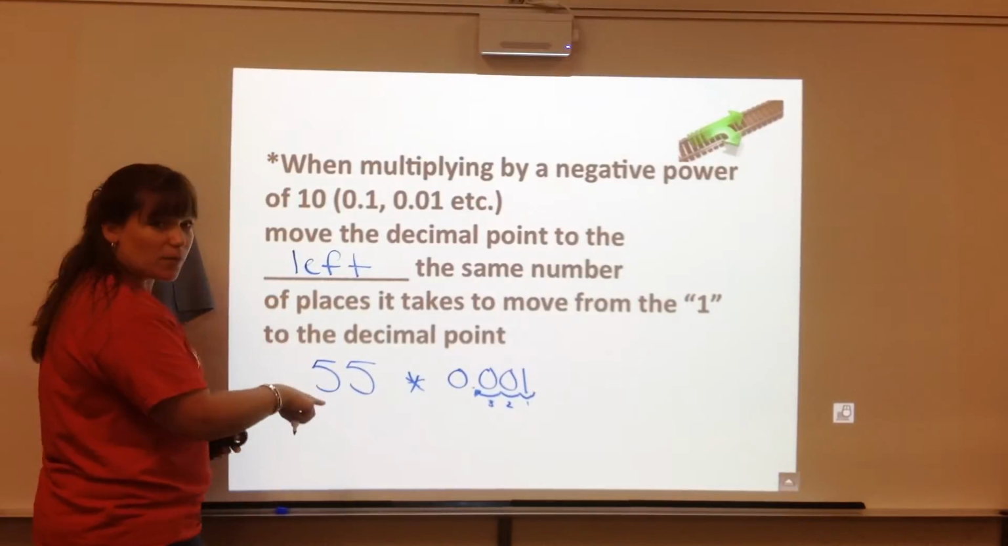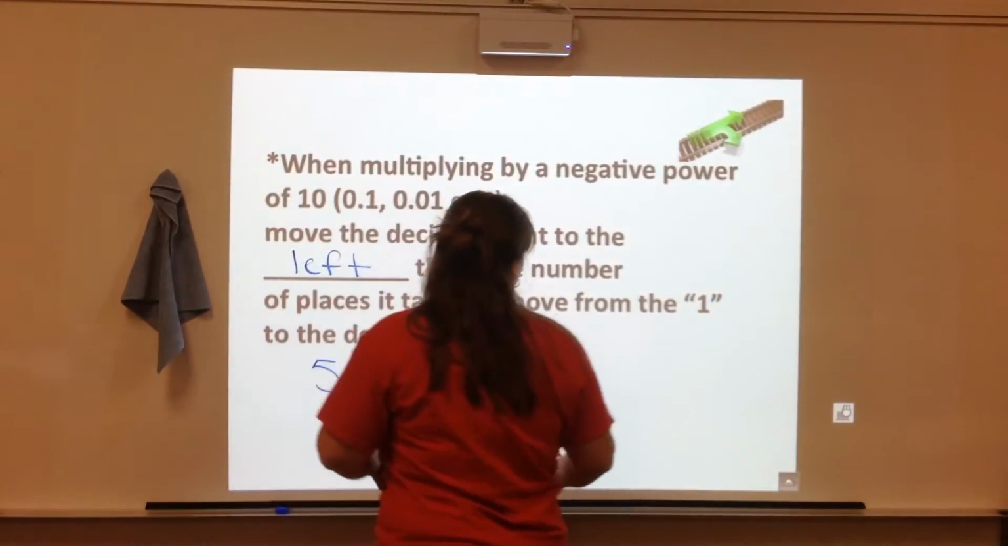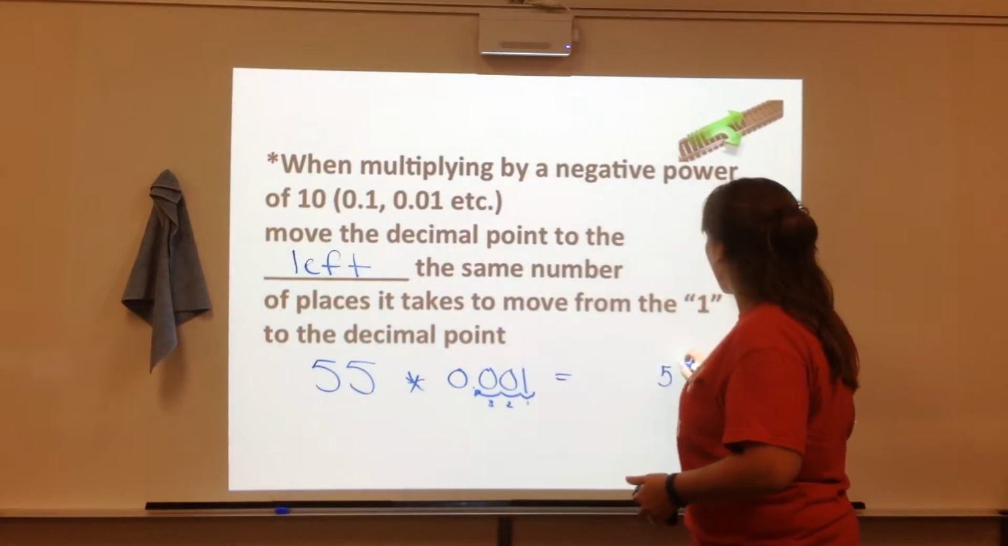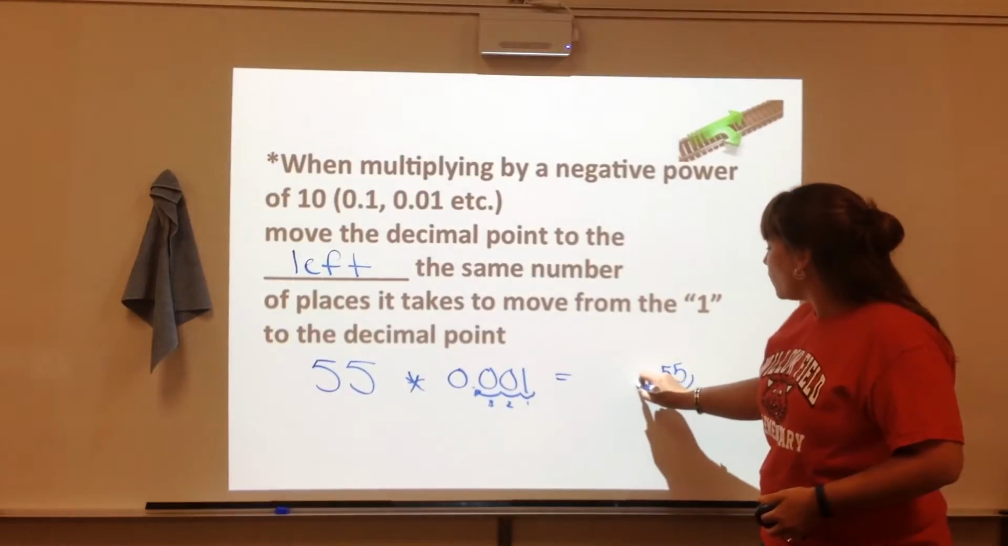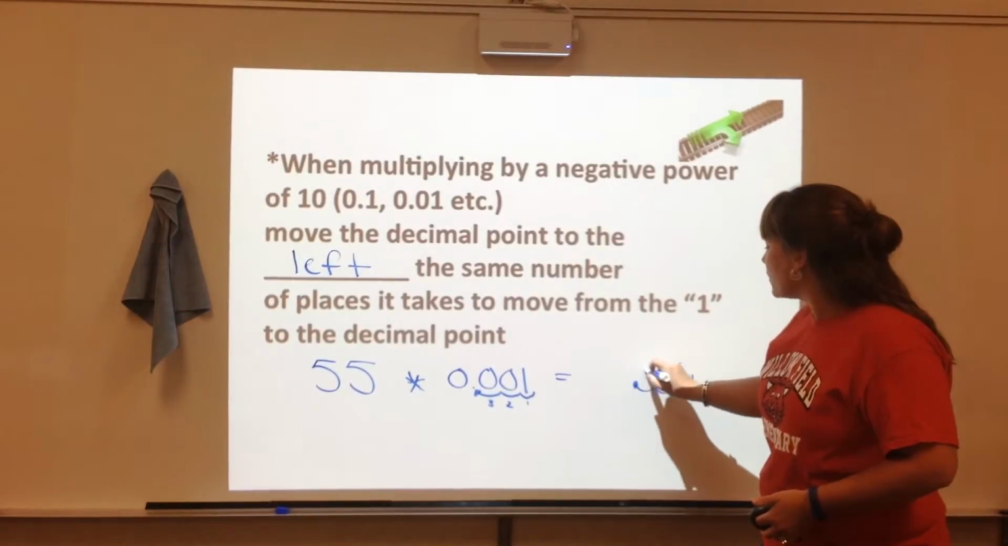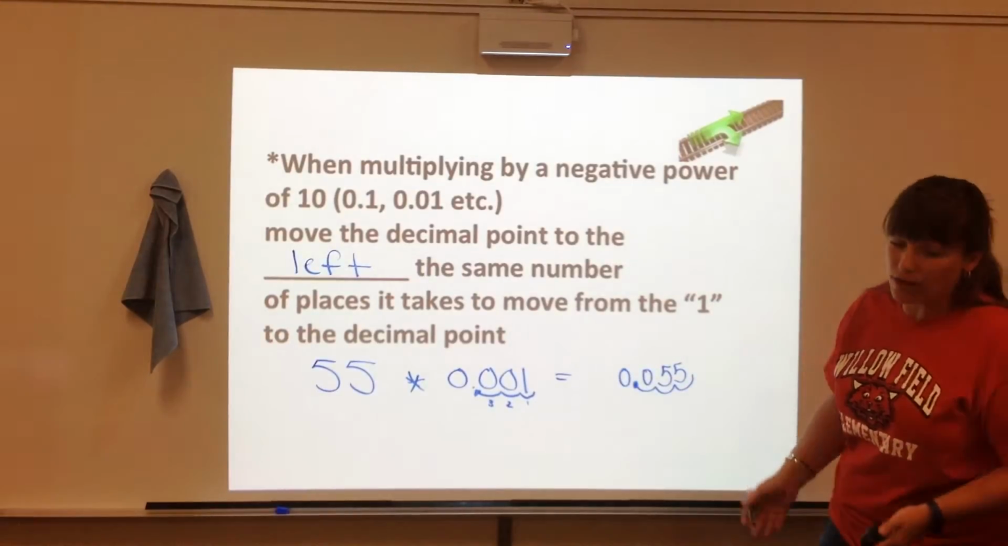So we're going to take this number and do the same thing. So this is going to equal 55. We're going to go around the 5s, and then 1 more. That's where the decimal will be. So our number is 55 thousandths.